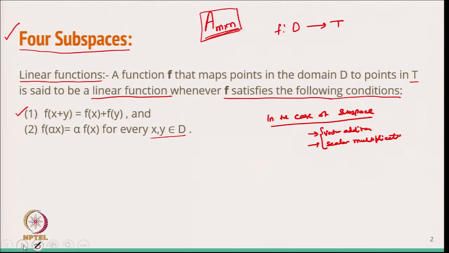So, for example, I just take one example of how linear functions look. I can define the function f from R square to R, with f(x1, x2) equal to x1 plus x2. In this case I just want to see whether it is a linear function or not. So, let x and y belong to R square, so x is written like this, and y is equal to (y1, y2).